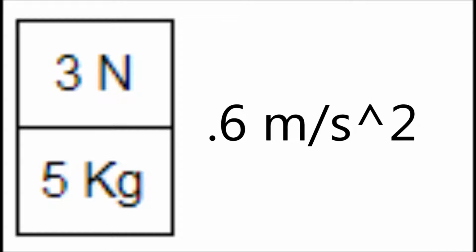Next, we must find the deceleration of the box due to friction. To do this, we take the force of 3 newtons and divide it by the weight of the box, 5 kilograms. This gives us a total deceleration of 0.6 meters per second squared.